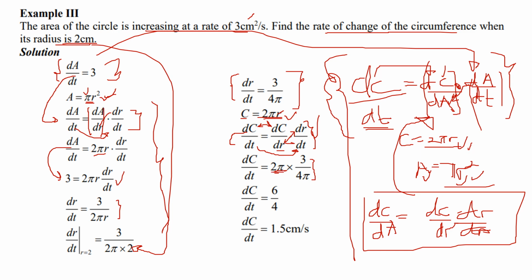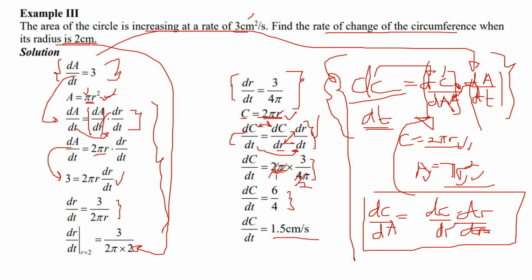So we come and conclude that by multiplying this one and this one, this 2 goes away, and here we remain with 2. So we shall have 3 divided by 2 pi, and these 2 pi and pi are going to leave. So we remain with 6 divided by 4, which at the end of the day gives 1.5 centimeters per second.